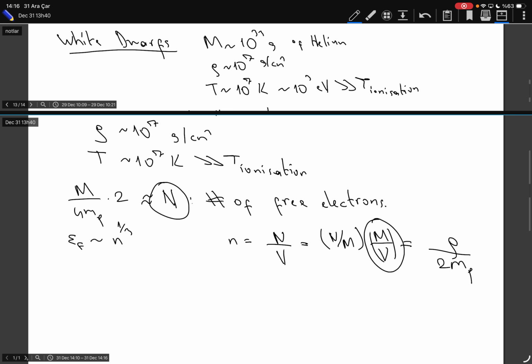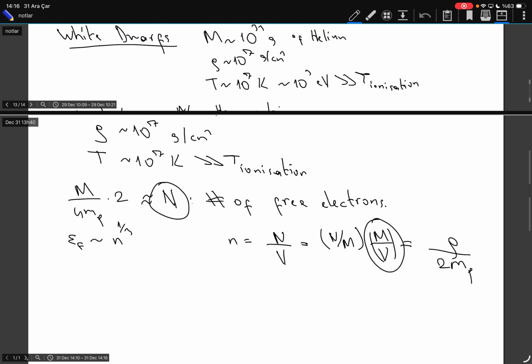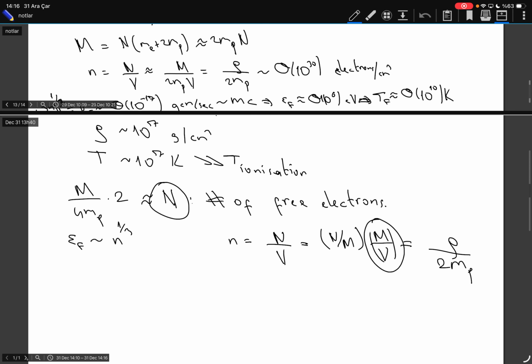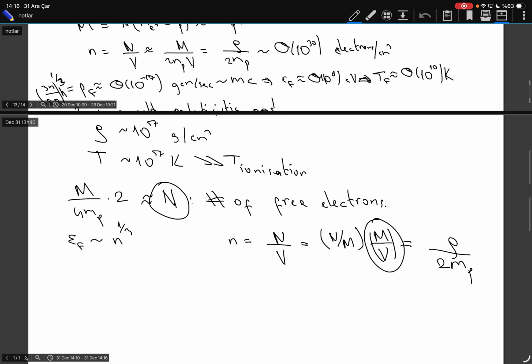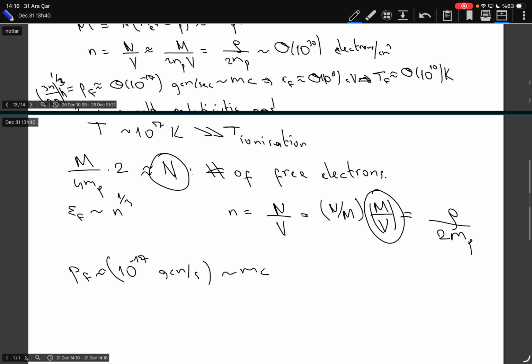So we know the number density of electrons, which gives me the Fermi momentum to be around 10 to the power minus 17 gram centimeters per second, which turns out to be of the order of the mass of the electron times the speed of light. Now, what does this tell me? Well, this tells me that electrons are relativistic.